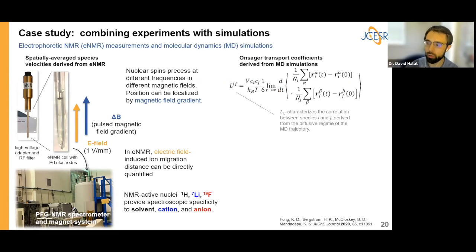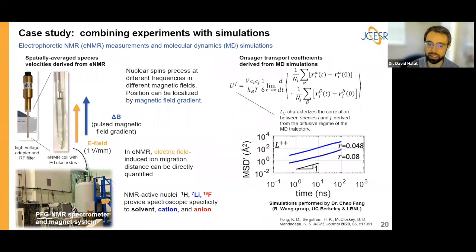And in particular, what that means is we're going to be calculating Lij coefficients that characterize correlations between species i and j, for example, between cations and anions. This is a calculation that's done under quiescent conditions. There's no electric field actually applied during the simulation, but the term here in brackets is an average correlation function. It can, in some sense, be represented as a mean squared displacement. So the transport coefficients are then proportional to the slope of these effective mean squared displacements over time.